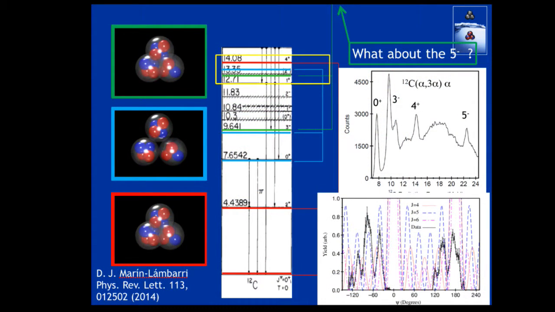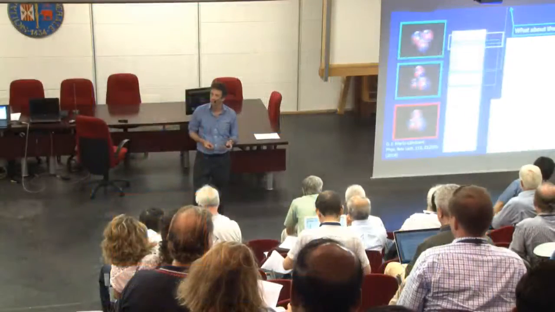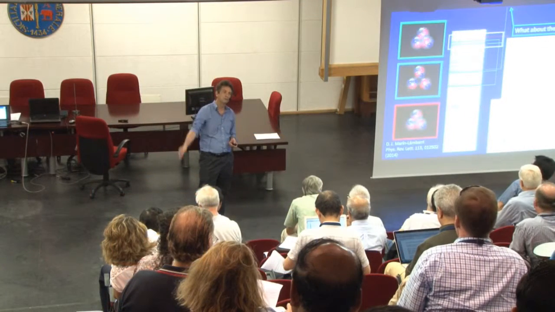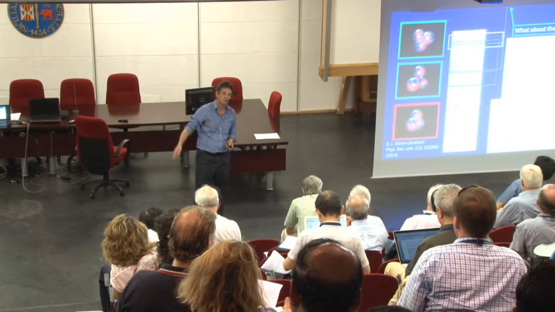So I think up to this point we have a reasonable understanding of the structure of carbon-12, and we could carry on looking for more states, and you say, well, okay, where are the other states in the rotational bands?